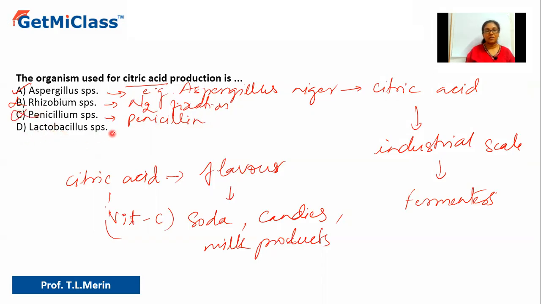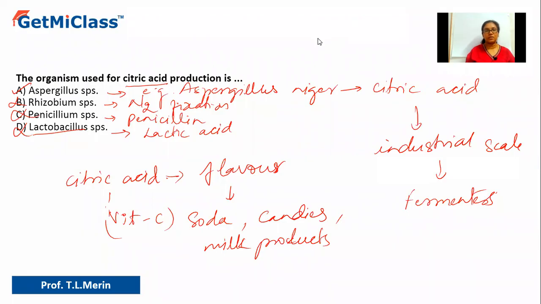Option D is Lactobacillus species. So there are many Lactobacillus species. As the name indicates, Lactobacillus, these are the organisms which can produce lactic acid. What can they produce? They can produce lactic acid. Hence, this is ruled out. So the correct option is A, that is Aspergillus species. They produce citric acid.